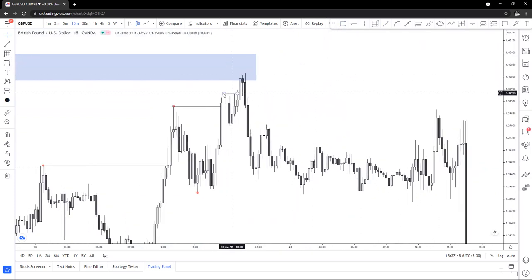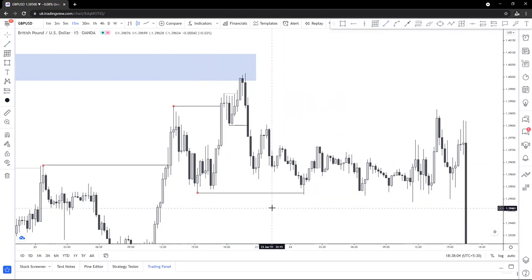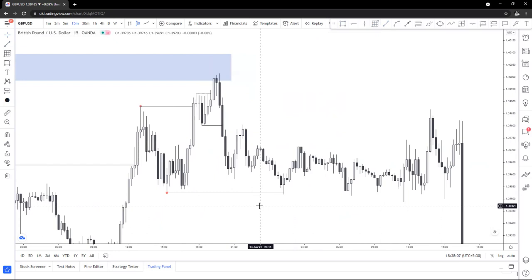And we had the inducement right here. And then price broke minus structure right here. Broke that structure. And then it broke even this low right here. Which means now we have the bearish intent. Now we know that price has switched into a bearish market.